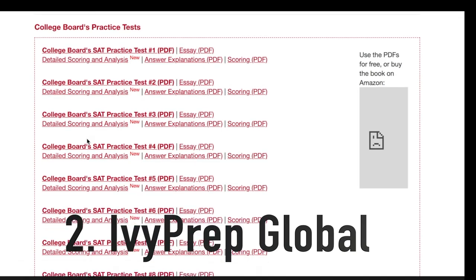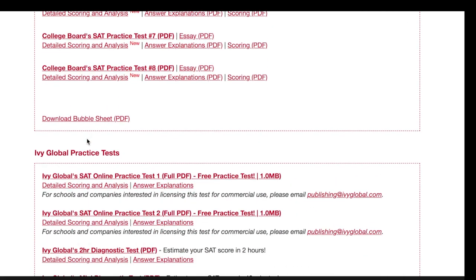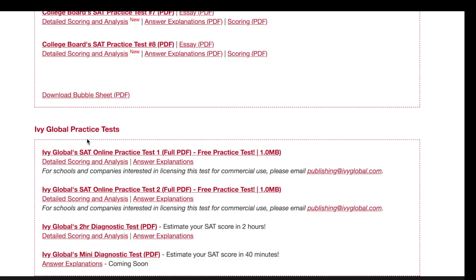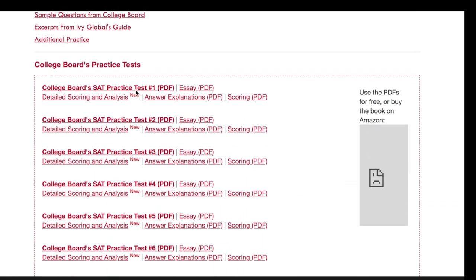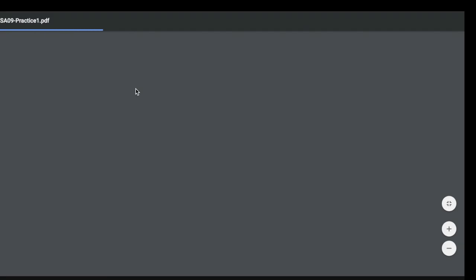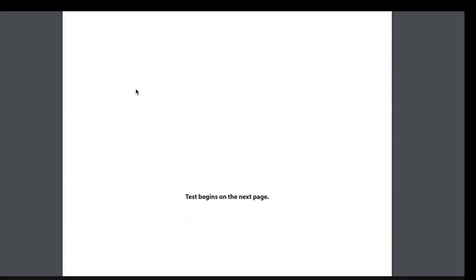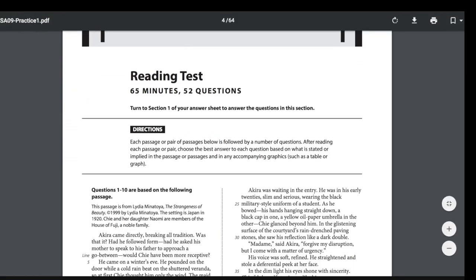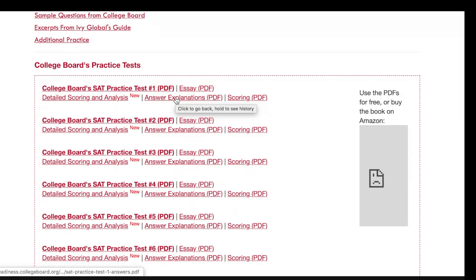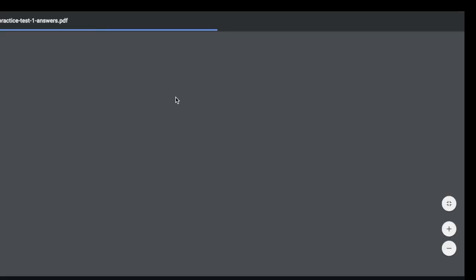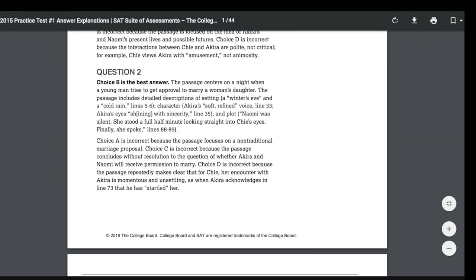The next website is IvyPrep Global. This is a really good resource for SAT practice tests. So you can do the practice, math and reading, and also the essay. This is an example of a practice test. After you do the test and you want to check and read the answer explanation, here's the explanation PDF.